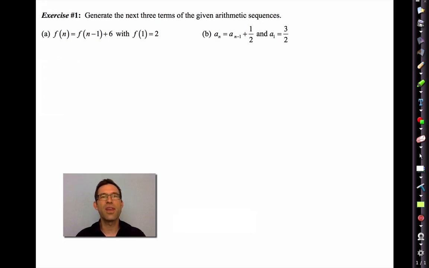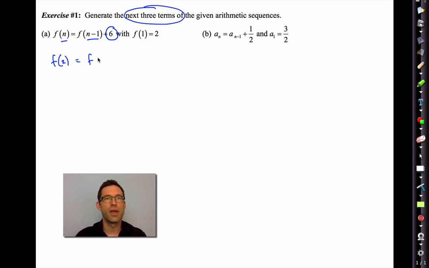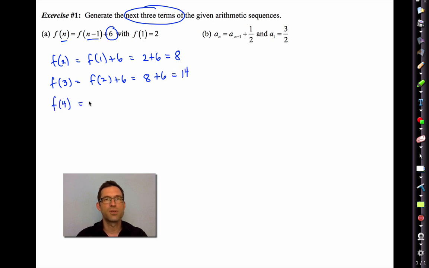Exercise number 1 says to generate the next 3 terms of the given arithmetic sequences. So let's interpret this. Letter A, f of n equals f of n minus 1 plus 6. In other words, each term we're going to get by taking the previous term and adding 6. That's going to be easy. We have to do what? The next 3 terms? So f of 2 is simply going to be f of 1 plus 6. That's going to be 2 plus 6, so that's going to be 8. f of 3 is going to be f of 2 plus 6, that's 8 plus 6, and that's going to be 14. And f of 4 is going to be f of 3 plus 6, that's 14 plus 6, and that's going to be 20, right?